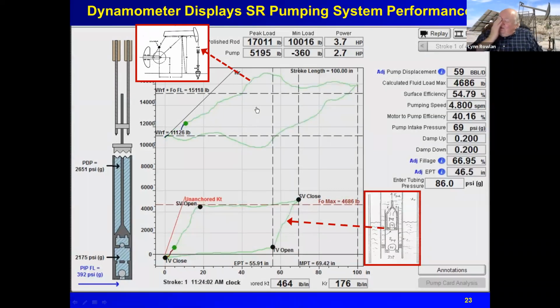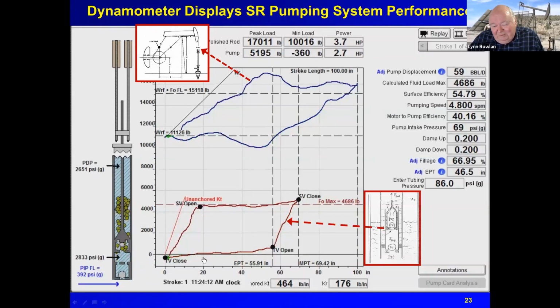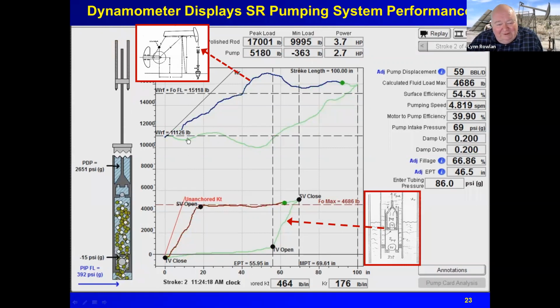All right, now this is a well where we've acquired data, and this is the data at the surface. This is a surface dynamometer card. And then down here at the pump is the calculated pump card. When you acquire data with an Echometer system with a new version of software, it shows you after a couple of strokes what's happening at the surface and what's happening downhole. And it shows where the valves open and close.